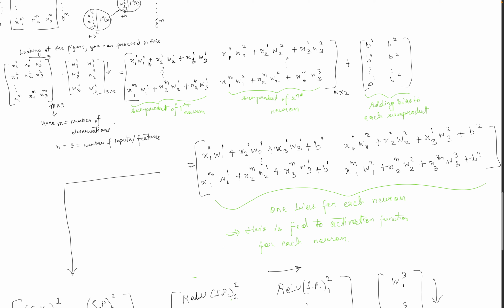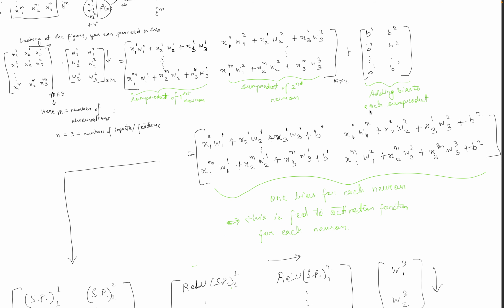So x1 w1, x2 w2, x3 w3 plus b1. This is what you are seeing here. xm1 w11, xm2 w12, xm3 w13 plus b1. Similarly, addition of this plus this. So again, this was m by 2 and this is again m by 2, so you will get m by 2.